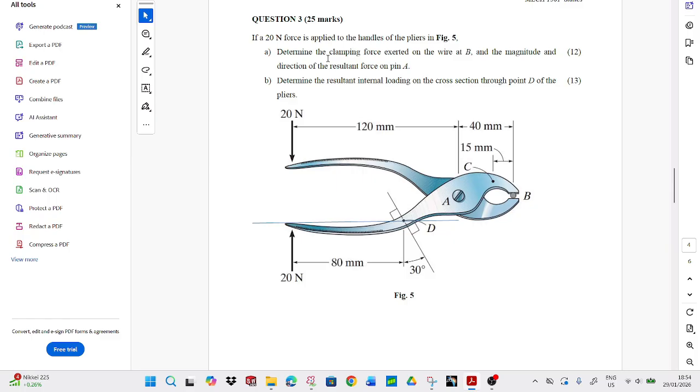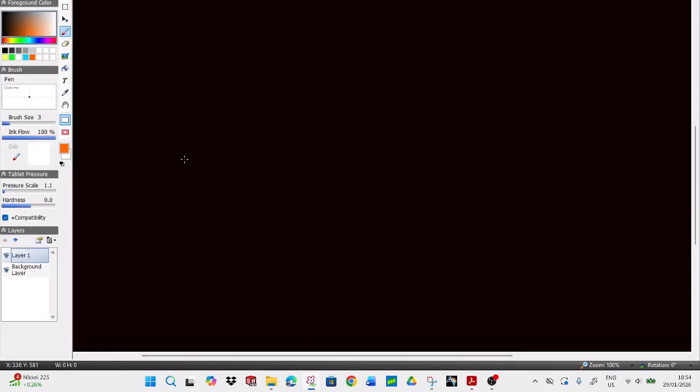Okay, so they wanted us to find the clamping force exerted on the wire at B and the magnitude and direction of the resultant force at pin A. Looking at these pliers, basically they wanted to find the clamping force at B. We split these pliers into the simplest form possible. So this is question 3, part A.